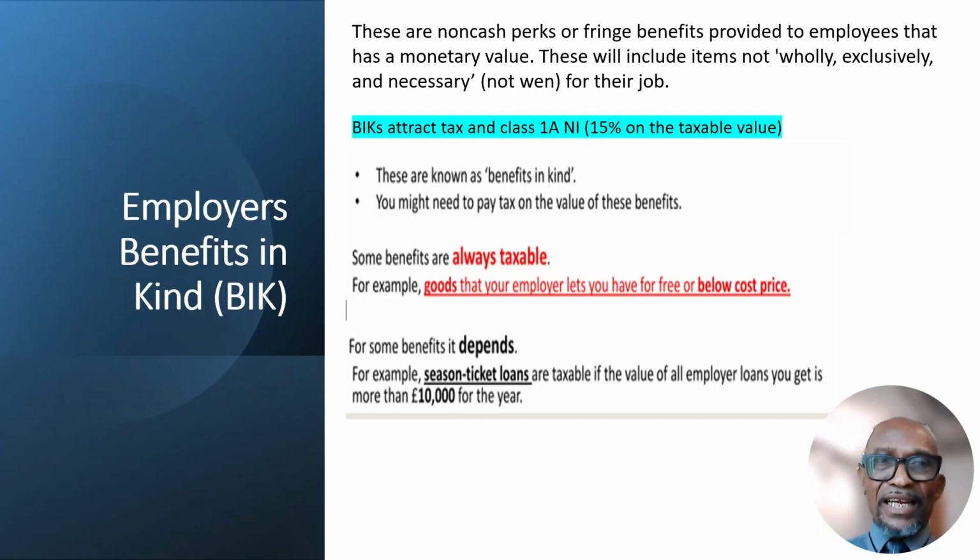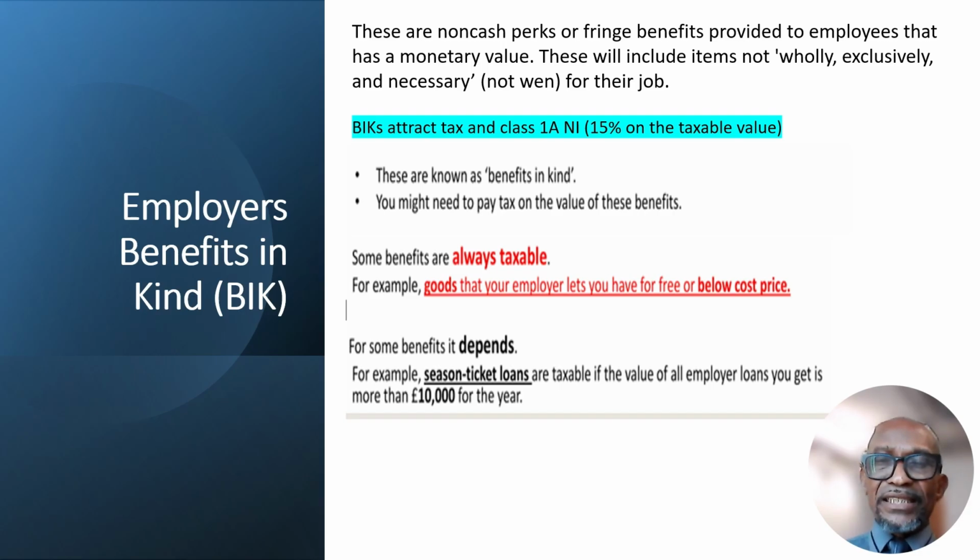Now, the benefit in kind, employers' benefit in kind, we call it BIK, which is the topic of today. These are non-cash perks and fringe benefits provided to employees by their employer. They have monetary value, though they are not physically paid in cash to the employees. They are items not wholly, exclusively, and necessarily for the purpose of business. So any item that has some personal benefit in it is termed benefit in kind and attracts taxable values.